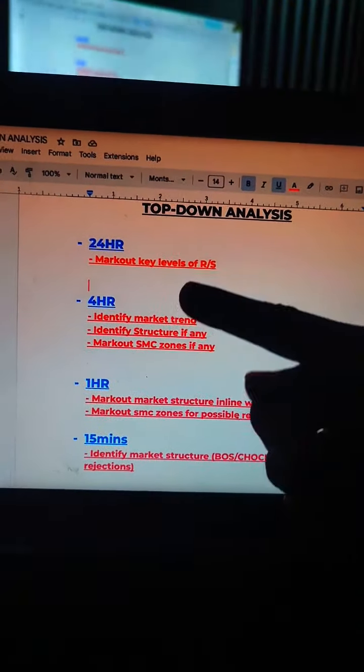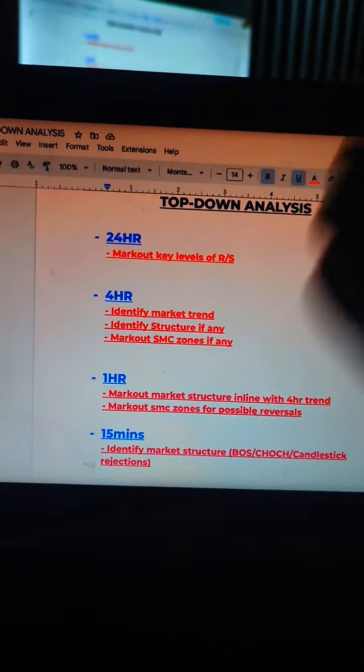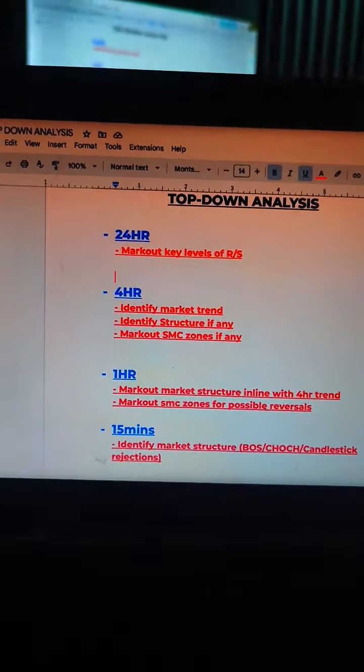Now you can follow this top-down analysis step for any kind of pair. All you have to do is to master it, okay? Master it, and you'll be very, very good at it.